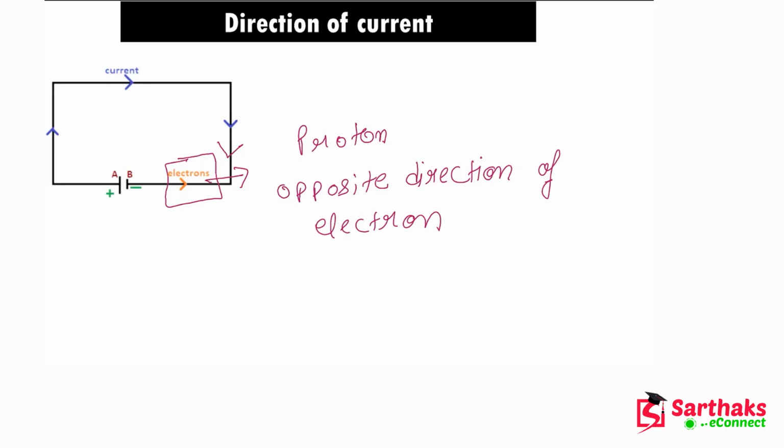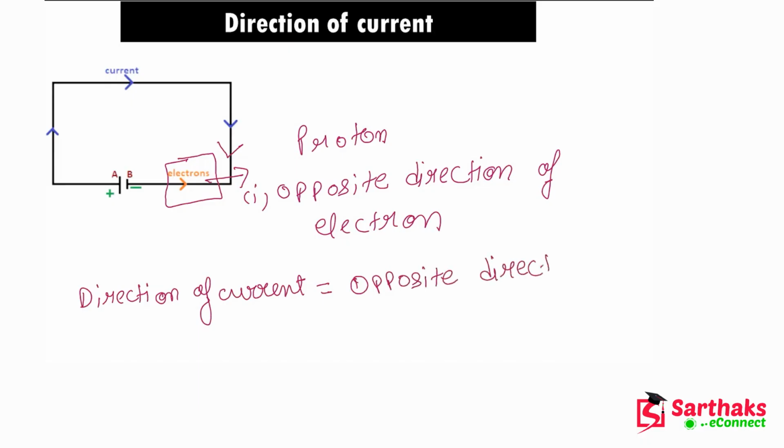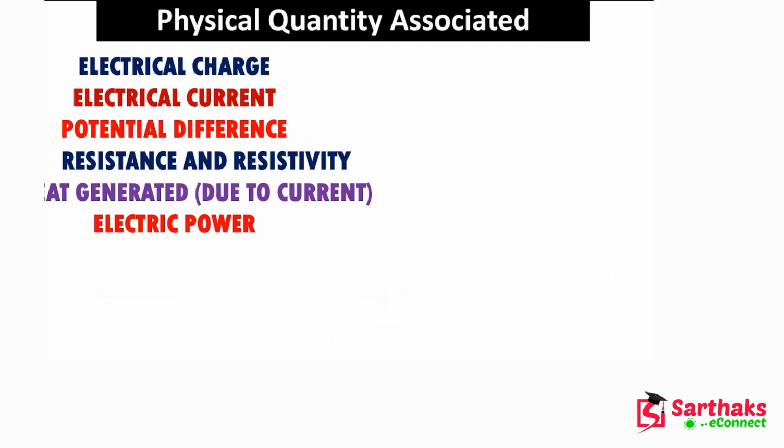You just have to remember this one point. Let me again write it for you. Direction of current equals the opposite direction of flowing of electron. So I hope guys you get this. Now let's move to the next slide.